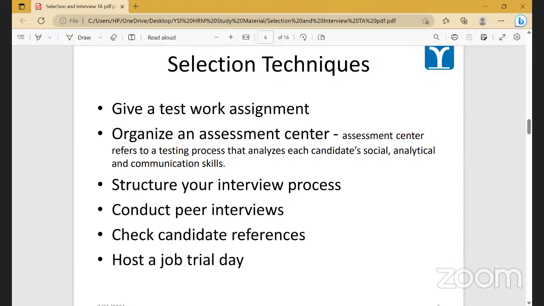Next comes organizing an assessment center. Now assessment centers are again very technical things. It cannot be run by any HR until you are trained in doing assessment centers. So assessment center basically checks every candidate's social ability in managing things, like people management and how to work around other people, how good their analytical skills are and how good their communication skills are to perform that job.